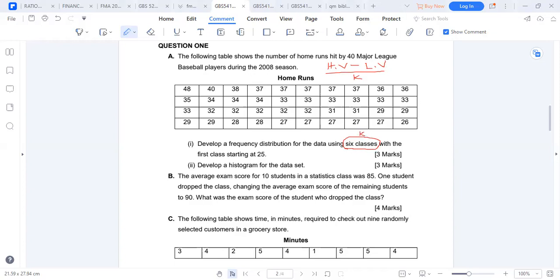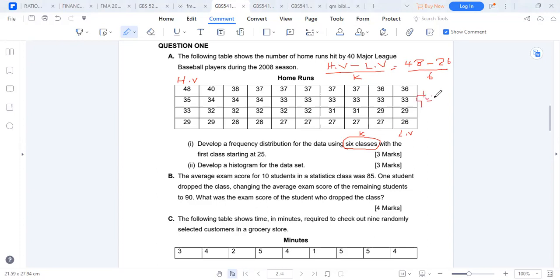All right. Then the largest number here is what? 48. That is the highest value. The lowest value here is what? 26. So let's find the range. What is 48 minus 26, divided by K? K is the number of classes, which is 6. What do we get? So we get 3.667. So this is what we call our class width.